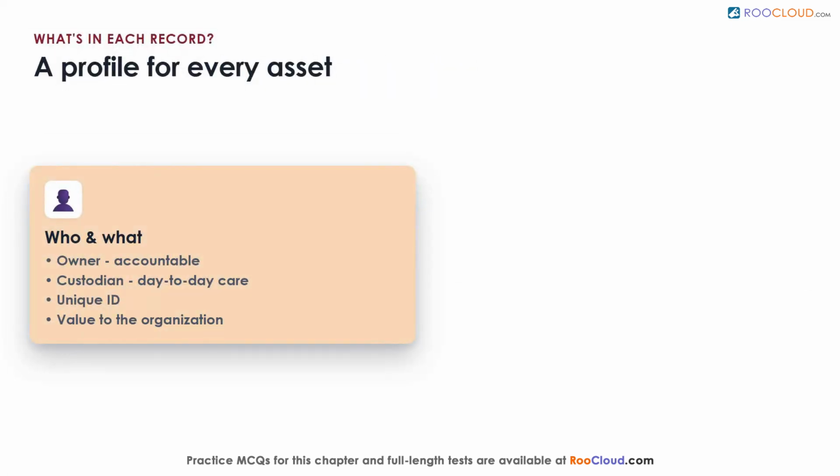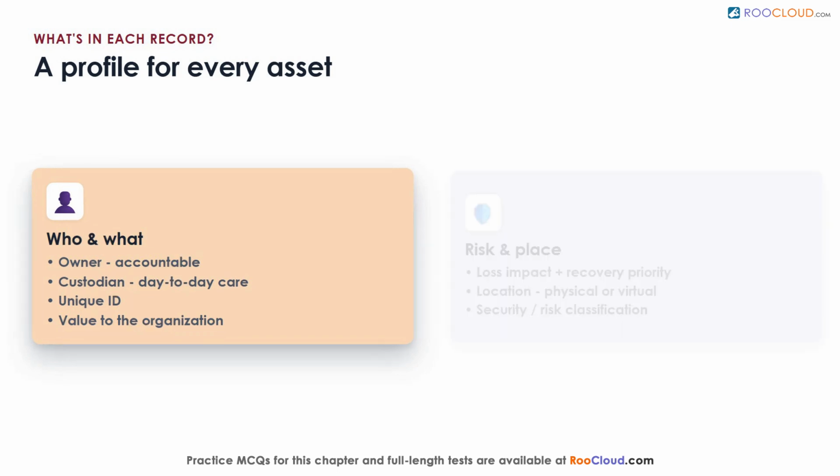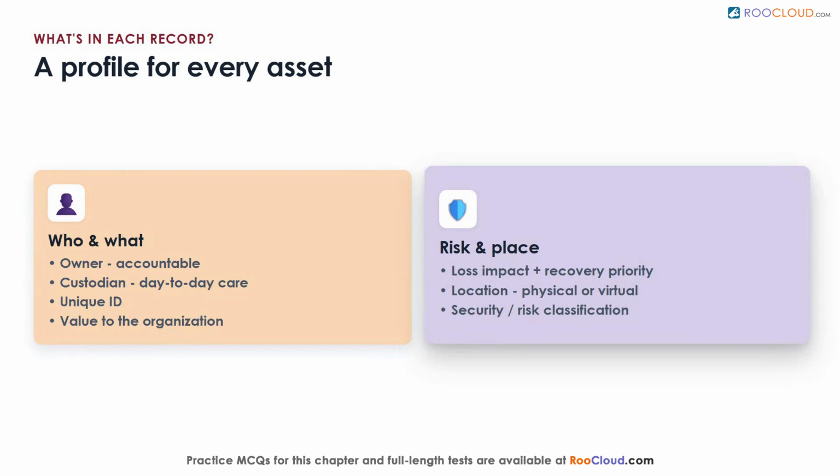So what should each inventory record contain? Think of it as a profile for every asset. Start with the owner, the person accountable for it. Add the custodian who handles its day-to-day care. Give it a unique identifier so it can't be confused. Note its value to the organization. Record the impact if it were lost and its recovery priority. Capture its location, physical or virtual. Add a security and risk classification.